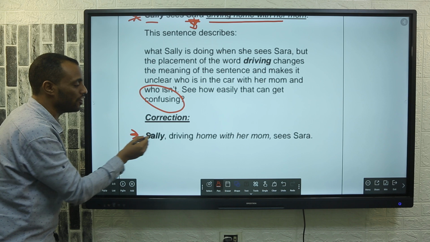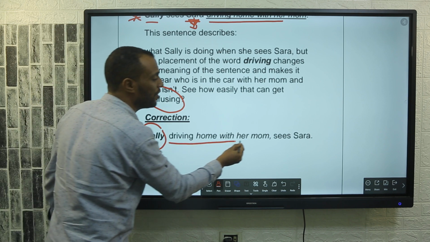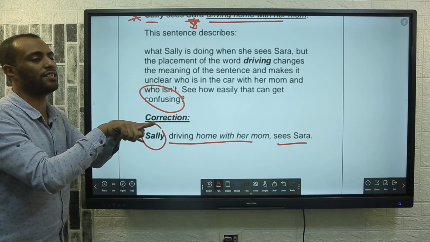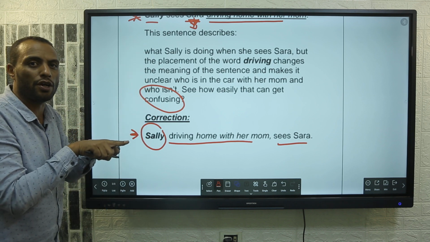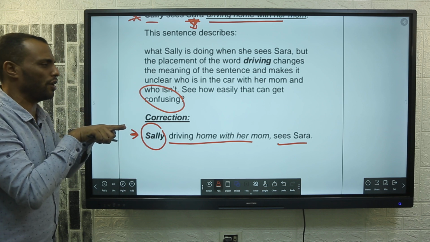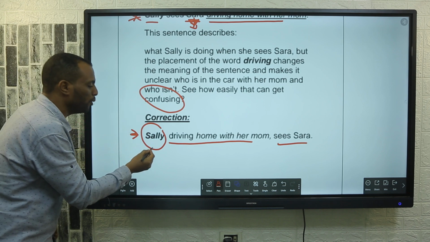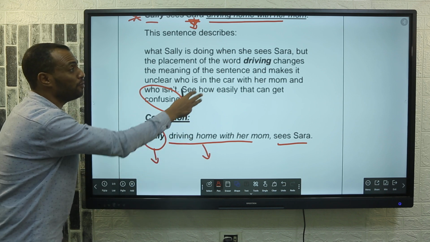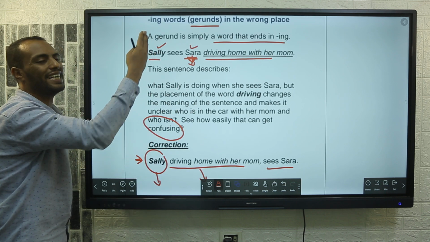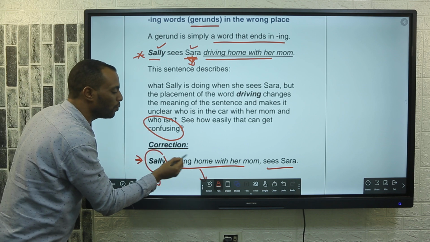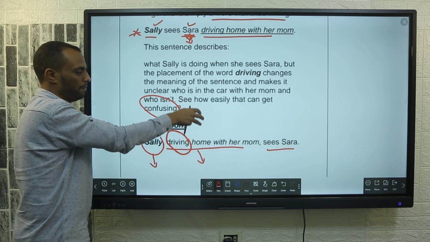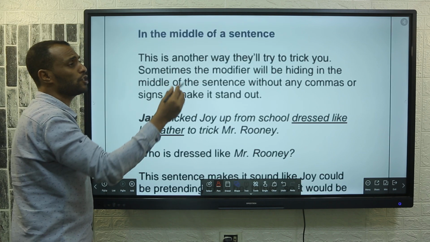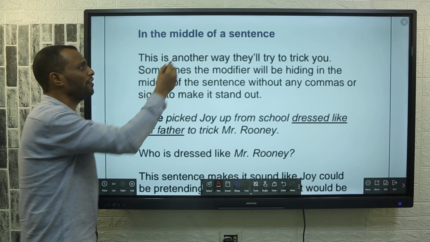But here is the correction. Sally driving home with her mom sees Sarah. If you check the rule, what is the rule? Yes, excellent. Put them next to each other: the thing modified and then the modifier. What type of modifier is it? If you check, it's a gerund. It ends in ing.